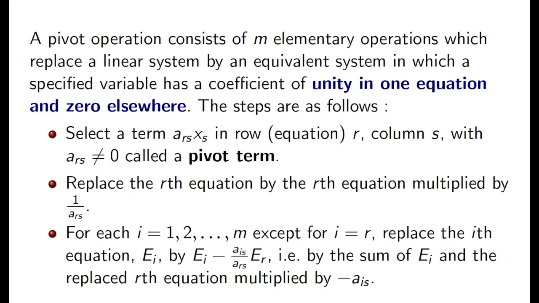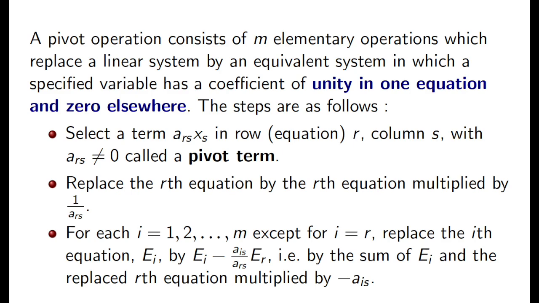Pivoting. A pivot operation consists of m elementary operations which replace a linear system by an equivalent system in which a specified variable has a coefficient of unity in one equation and zero elsewhere. The steps are as follows. Select a term a_rs x_s in row r and column s, with a_rs different from zero. This is called the pivot term.